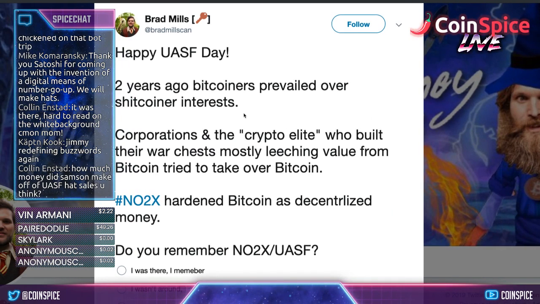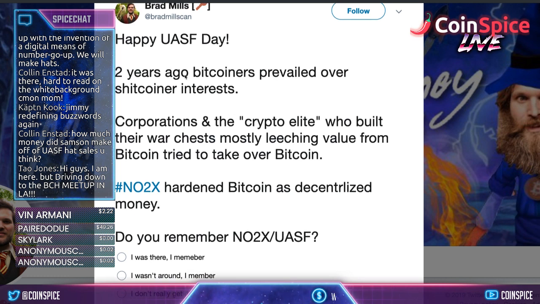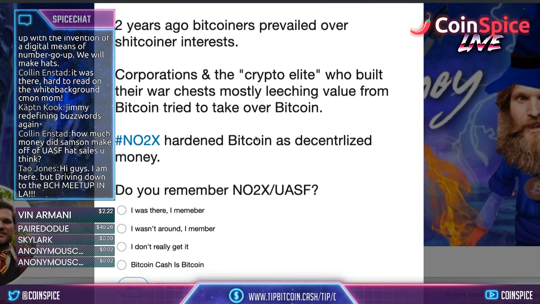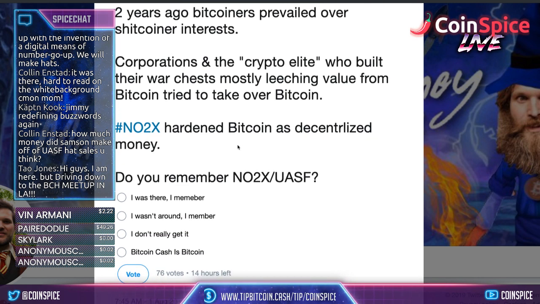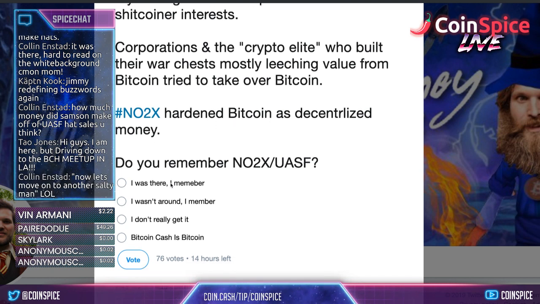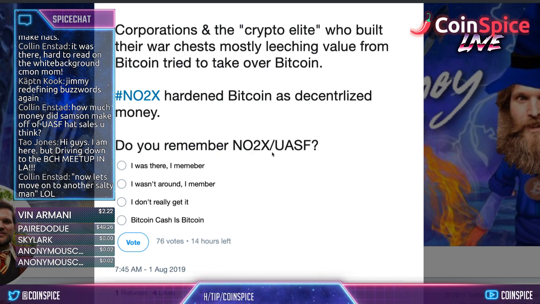So we got happy user activated soft fork day. 2 years ago, Bitcoiners prevailed over shitcoiner interests. Corporations and the crypto elite who built their war chest, mostly leeching value from Bitcoin, tried to take over Bitcoin. Node 2x hardened Bitcoin as decentralized money. Do you remember Node 2x, user activated soft fork? And then he goes into this poll here.